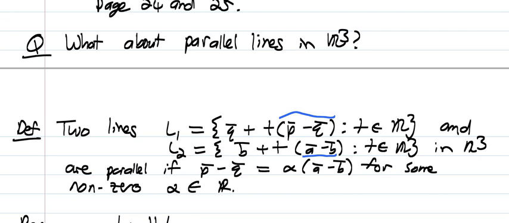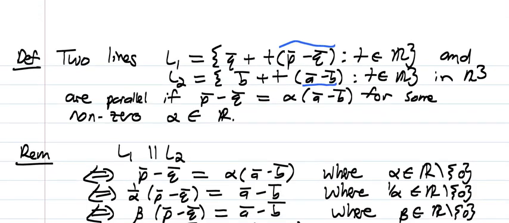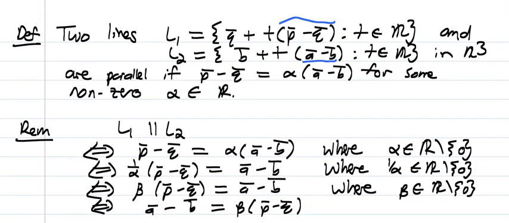Alright, now just as a quick remark, we see that line 1 is parallel to line 2 if and only if P minus Q equals alpha times (A minus B), where alpha is a non-zero real number. Now, because alpha is a non-zero real number, we can divide both sides by alpha, and we can rewrite this as saying 1 over alpha times (P minus Q) is equal to A minus B. And because alpha is a non-zero real number, 1 over alpha is a non-zero real number.